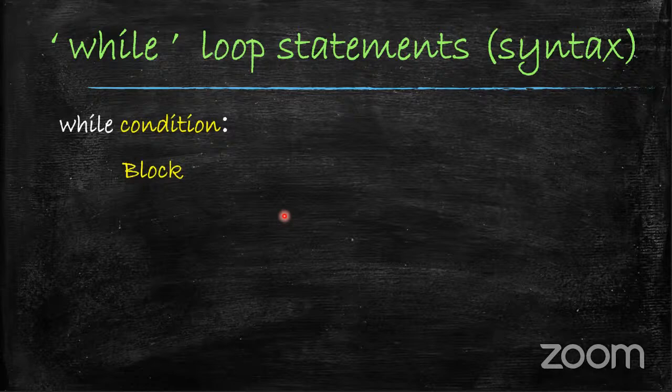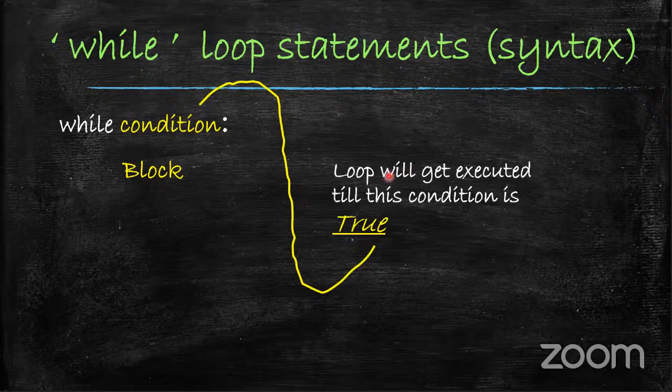So we write while, then the condition, colon, and then the block of statements, which are expected to get executed as long as the condition is true. You can see here that the block of statements is shown by an indent, which is below the condition, not below the while. Is it clear? Yes, sir. The start of the block is shown by the colon. The block will get executed as long as the condition returns true. As soon as the condition is false, you will come outside.